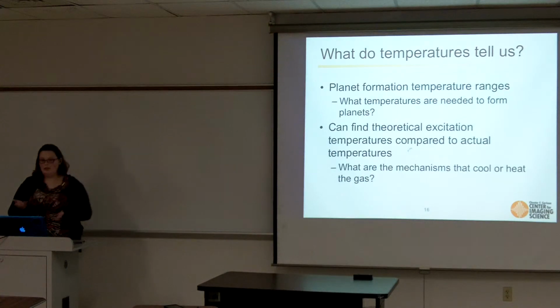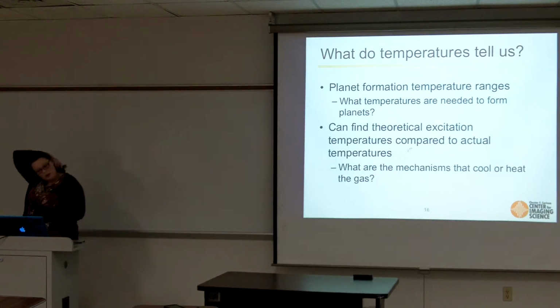So in addition to the structure, temperatures can also tell you what temperatures you need to form planets. And then you can look at the theoretical temperatures from like the lab or models, and then compare it to what you actually estimate. And maybe there are some other mechanisms that cool and heat the gas that we haven't taken into account yet. So there's definitely a lot of work that could be done there.